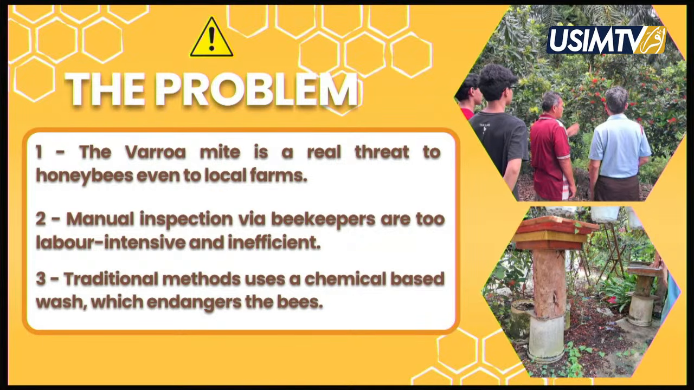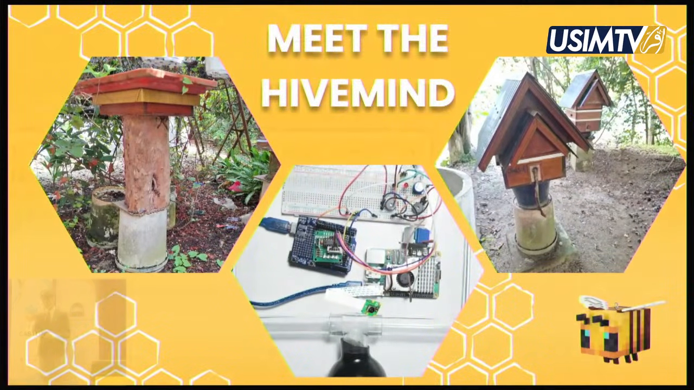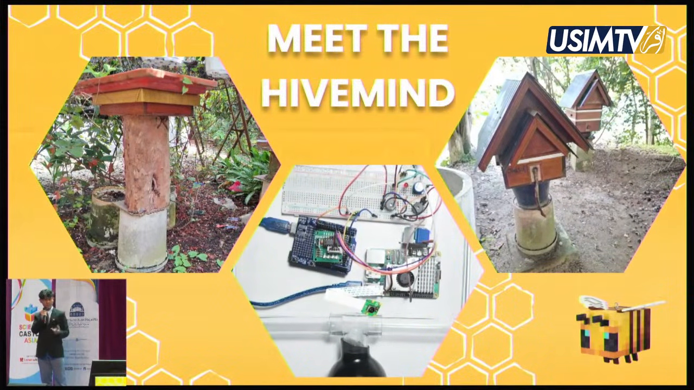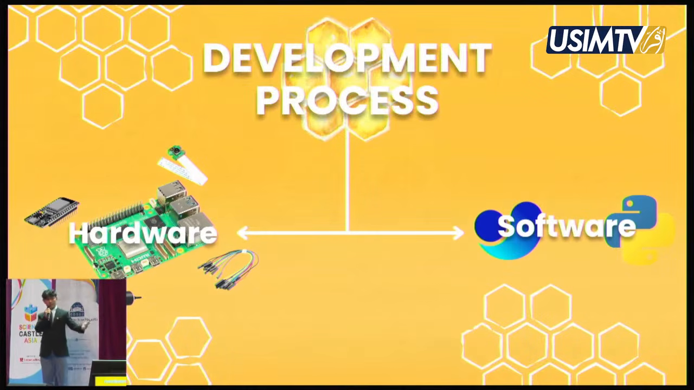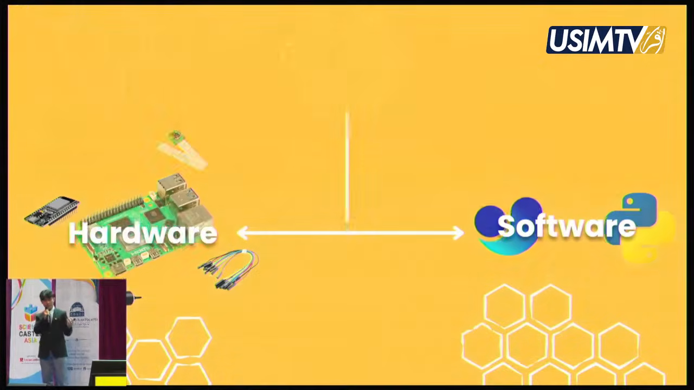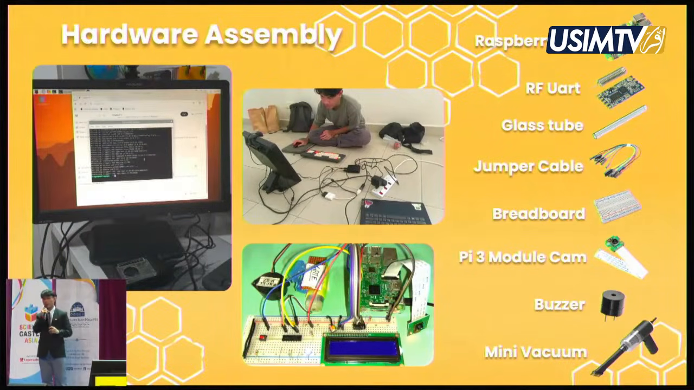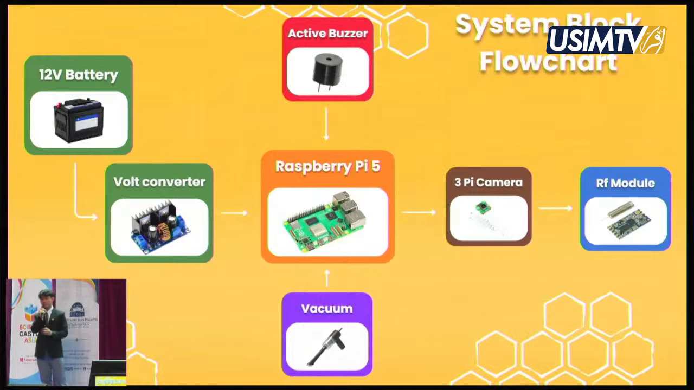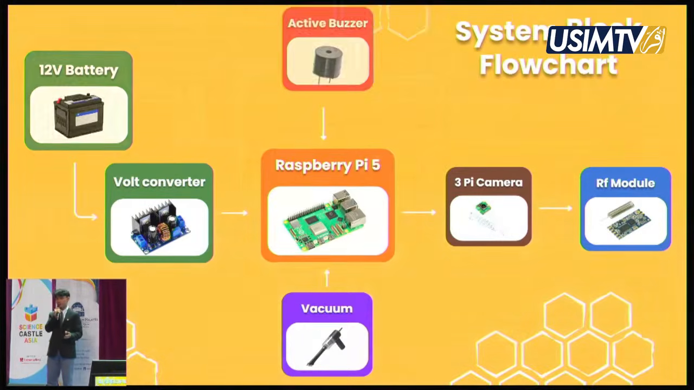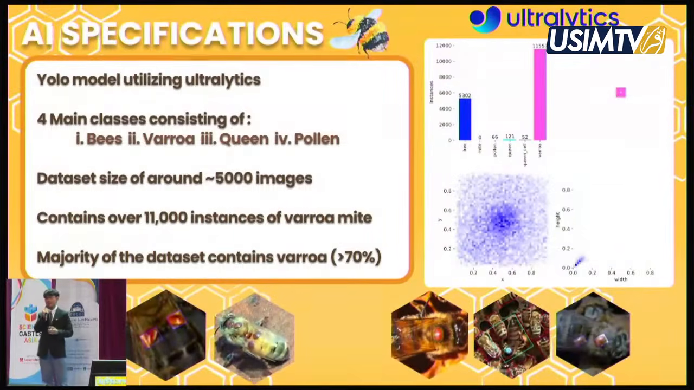Now, with these problems in mind, let us introduce you to HiveMind. The development process started in two ways, for the hardware and the software. For the hardware, the main three parts to take note of are the Raspberry Pi, the Pi camera, and the mini vacuum. For the software, we utilize an object detection model called YOLO. We trained it using 5,000 images and 11,000 instances of Varroa mite.